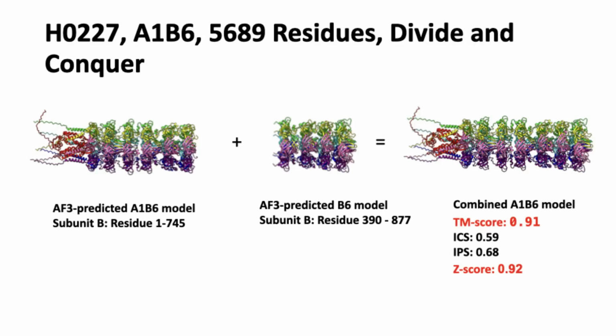Here is a large target. You cannot really predict it using AlphaFold 3 or AlphaFold 2, so we divide it into 2 overlapping pieces, then combine them together to build a better structure.